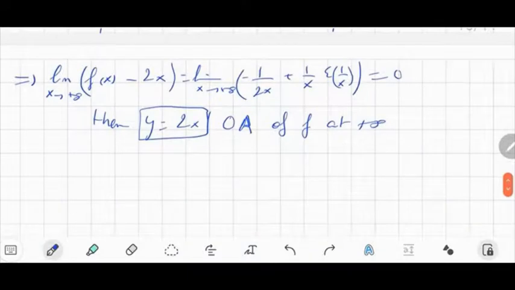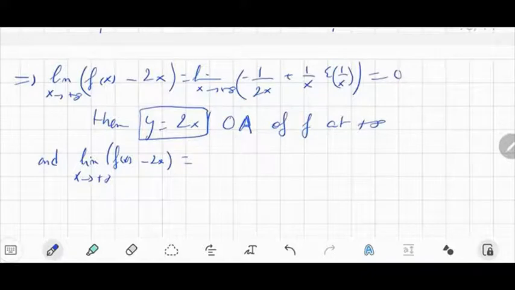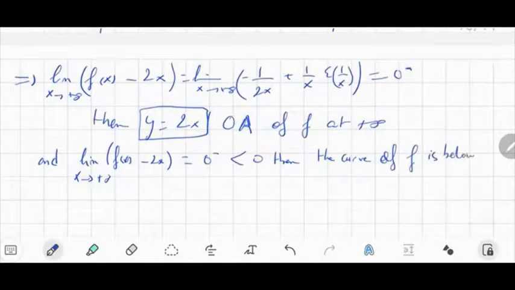So this is the oblique asymptote at plus infinity, and the limit of f of x minus 2x when x tends to plus infinity is equal to the limit of what's in here, so it's 0 minus, because it's 1 over plus infinity times minus, so it's 0 minus, which is negative. Then the curve of f is below the asymptote.